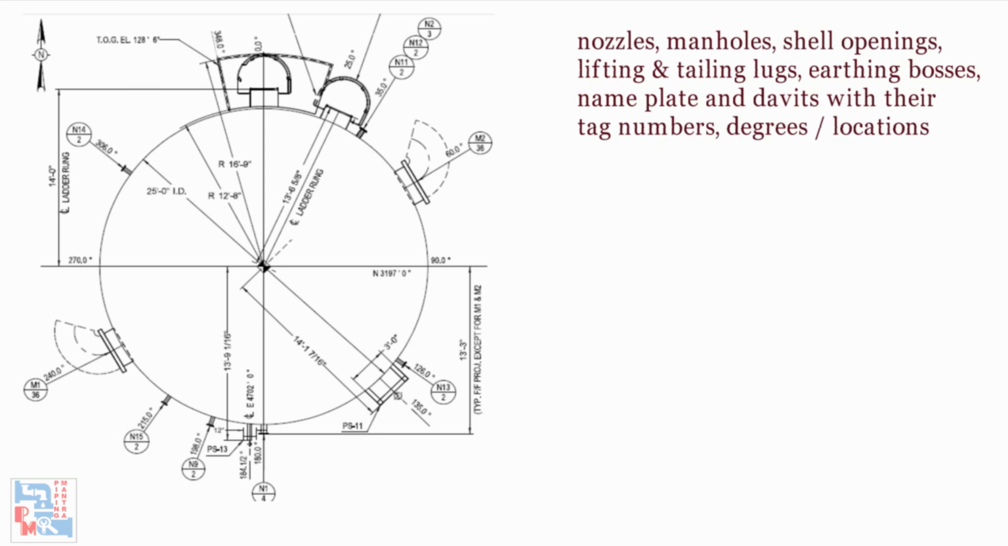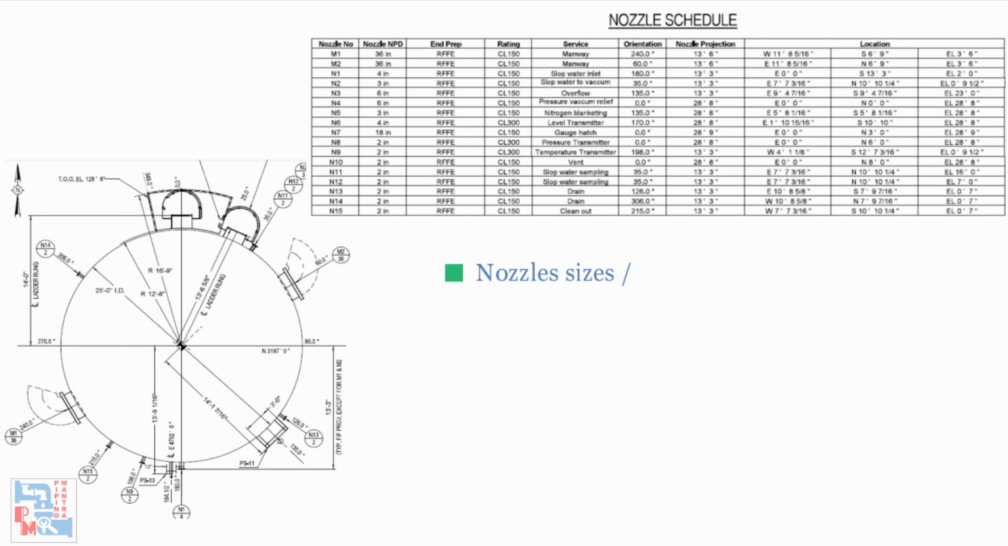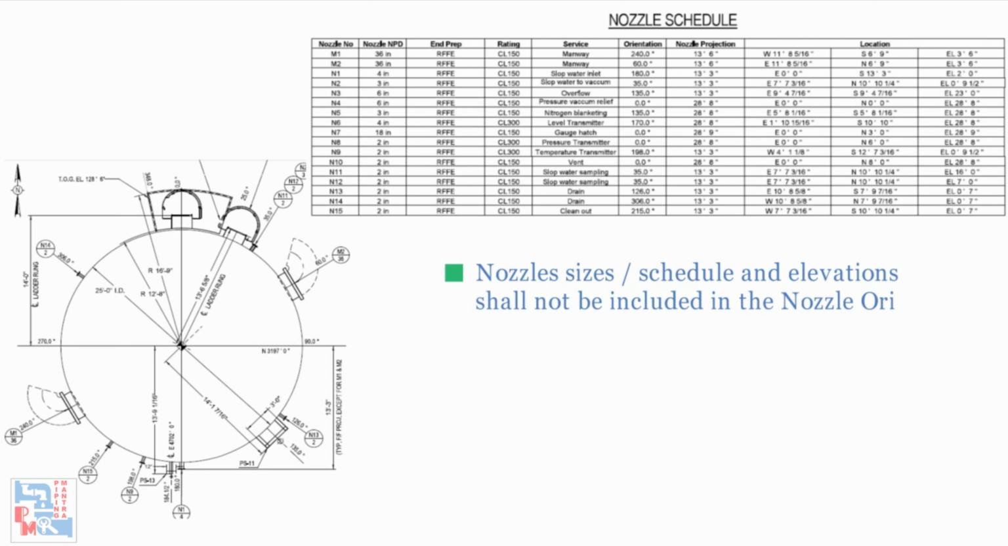Depending on the complexity of the nozzle, various plan views shall be developed. Schematic elevation shall indicate all the manholes, nozzles and their respective platforms, ladders, equipment supports. For inclined horizontal vessels, only the schematic elevation view shall be furnished and no plan view shall be provided. Reference point, which is the intersection of center line and fixed saddle location, will govern for detailing. Nozzle sizes and schedules and elevations shall not be included in the nozzle orientation. Should have separate table for that.